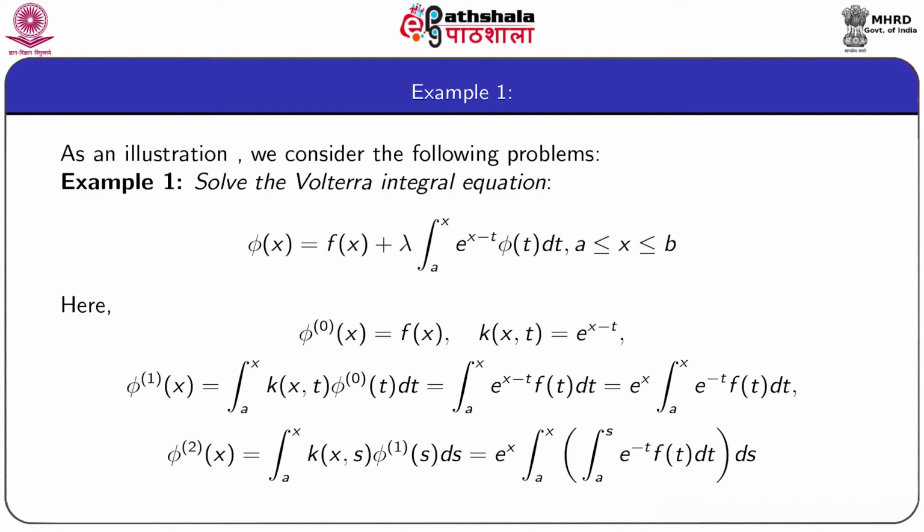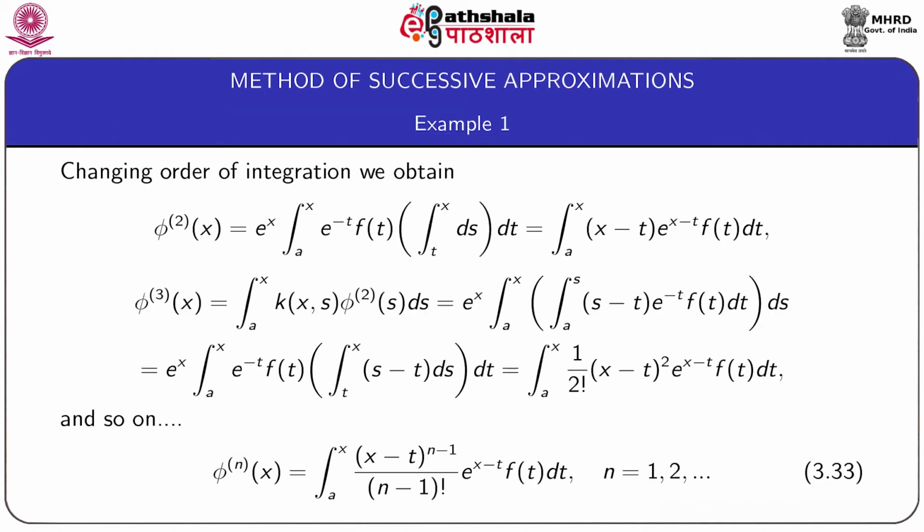Here we substitute the values of K x s and phi superscript 1 s to obtain phi superscript 2 x as e to the power x into double integral, a to x and a to s, e to the power minus t f t dt ds. Now we interchange the order of integration to obtain phi superscript 2 x as e to the power x into integral a to x e to the power minus t f t dt, and the inner integral is from t to x dx. So that phi superscript 2 x is given by integral a to x of x minus t e to the power x minus t f t dt.